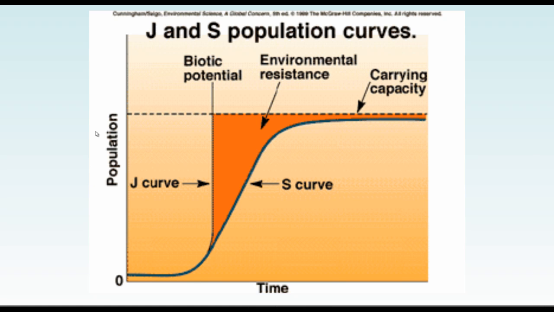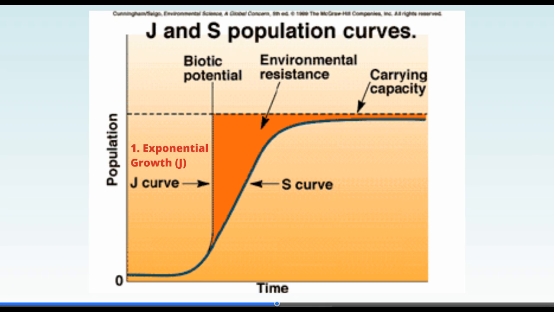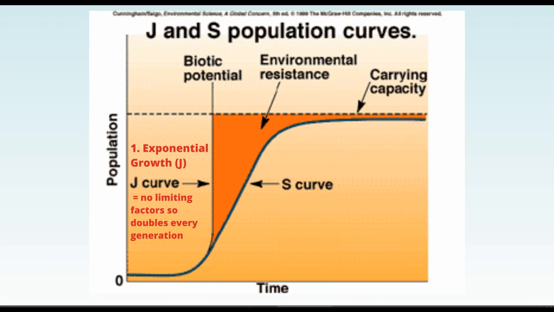This is a population versus time graph that's used by population ecologists to show how populations grow. And so we've got two different kinds of growth. The first kind is exponential growth, and that's referred to as the J-shaped curve. That's when populations are doubling every generation, and the growth gets very, very rapid very quickly. There are no limiting factors, and so the population will double every generation.